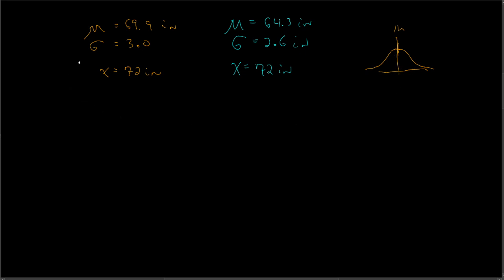So if we convert to a z-score, the z for a male will be 72 minus the mean, 69.9, divided by the 3.0. I will run to my calculator here. Like I said, I'm not going to make that same error that I did on the last slide. So 72 minus 69.9 divided by 3 is 0.7. And this is measuring in standard deviations.